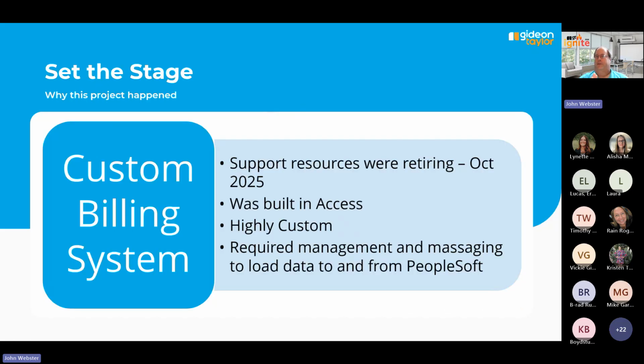To set the stage, University of Oklahoma had been using a custom billing system external to PeopleSoft for their external billing for their service units and auxiliary accounting, as well as some of their contract accounting. The system was built in Access. The key support resources for it were going to be retiring soon. It was highly customized. And because it was outside of PeopleSoft, you had to integrate to get valid chart fields and all that information. You had to feed that to the system, and then when you had accounting, you had to feed it back.